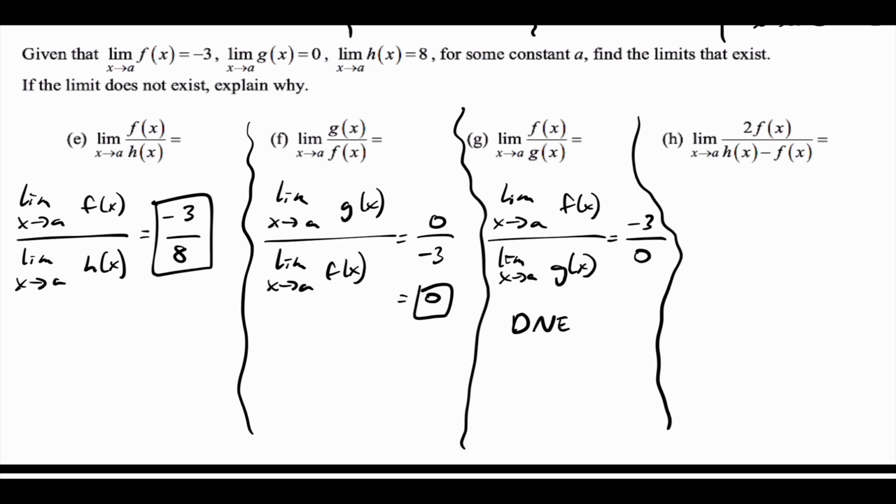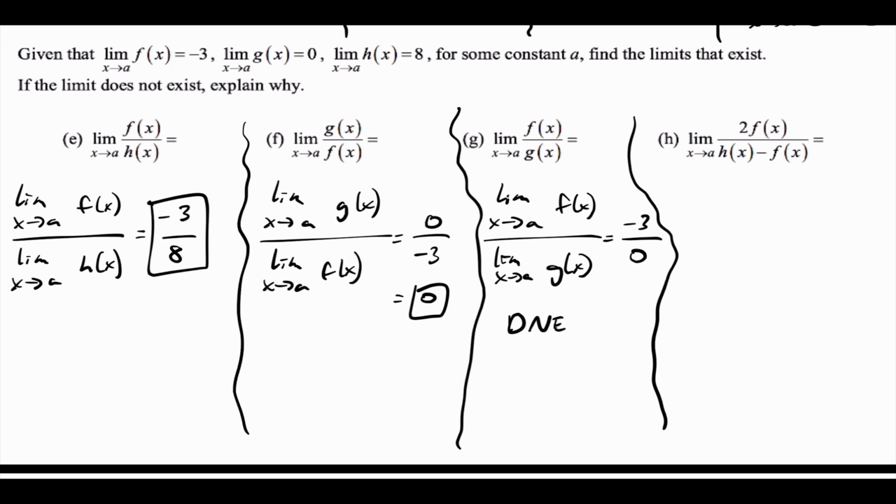Once we get a number, if we do a limit problem, and we get a number over 0, that's DNE right there. DNE can't be done because we get 0 on bottom and a non-zero on top. Non-zero over 0. Bless you. Non-zero over 0. 0 over 0 means there's work left to be done. We can factor, we can rationalize, we can do those things.